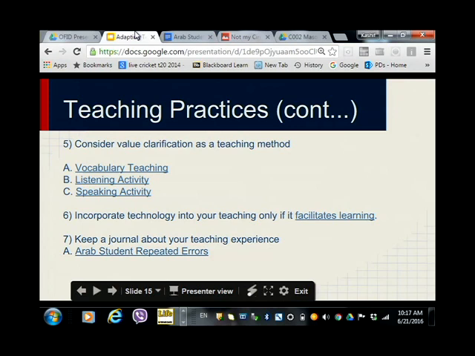Okay. Then, filter effective teaching to facilitate learning. There is so much out there, and we have to make sure that we use the one that benefits our students.